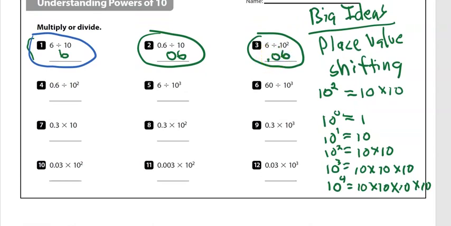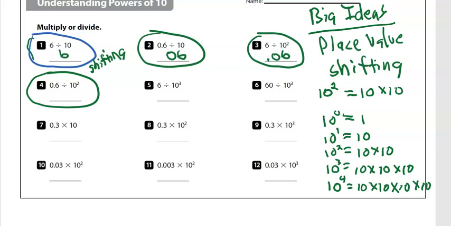Ta-da! Super easy. Now even this one, you might think, ooh, decimal 6 divided by 10 to the power 2. And your normal person might get scared. Ooh, looks tricky. But not really. It's just shifting. That's it. And if you have a place value chart, you're in great shape. Or you can draw one like hopefully you've already done.